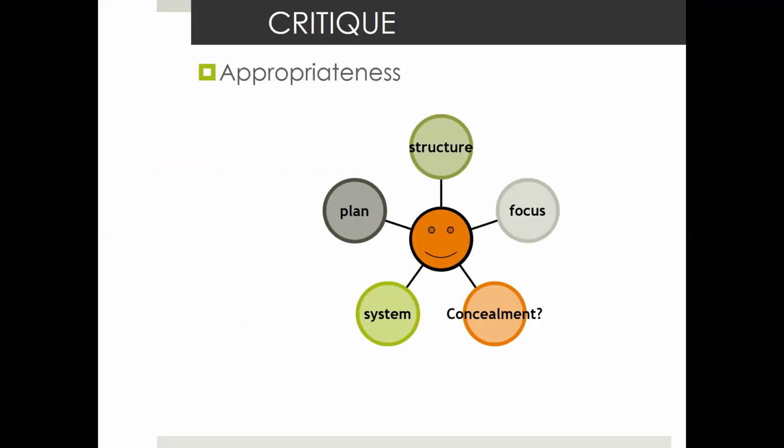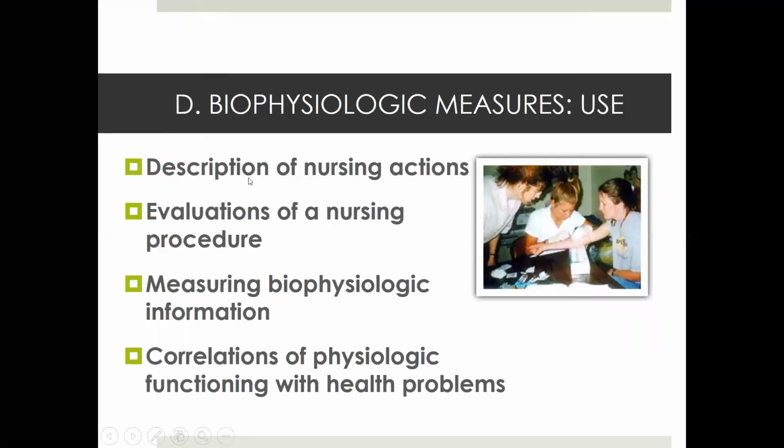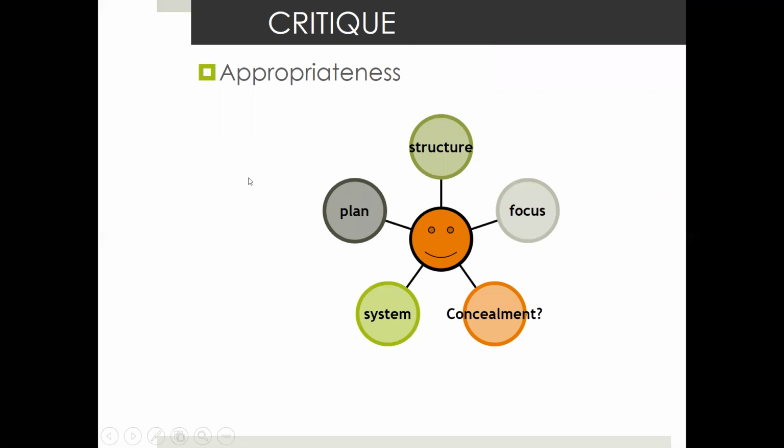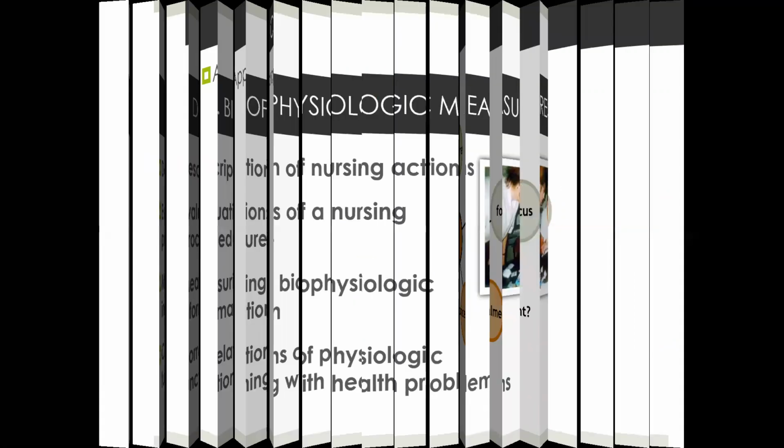So when we look at the research methods, we're asking, is it an appropriate structure? Was the focus correct? Were there any concealments which may indicate an ethical issue? Did we have a systematic form to do our observations, and what was that plan?